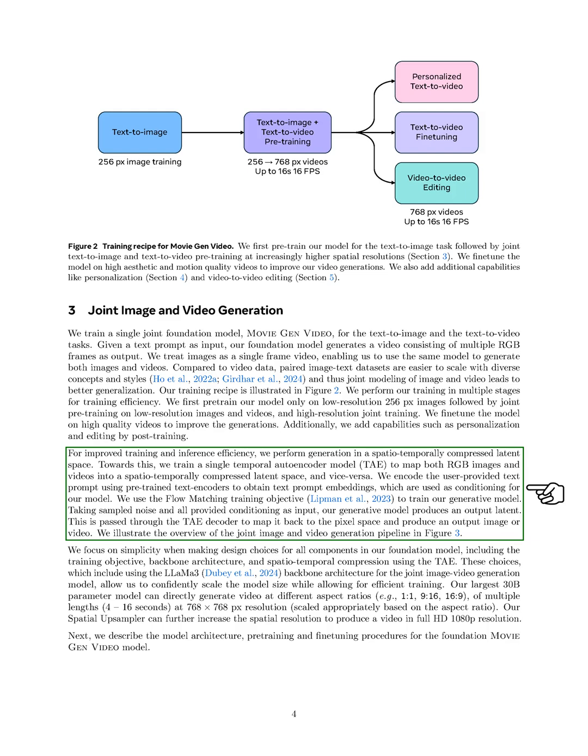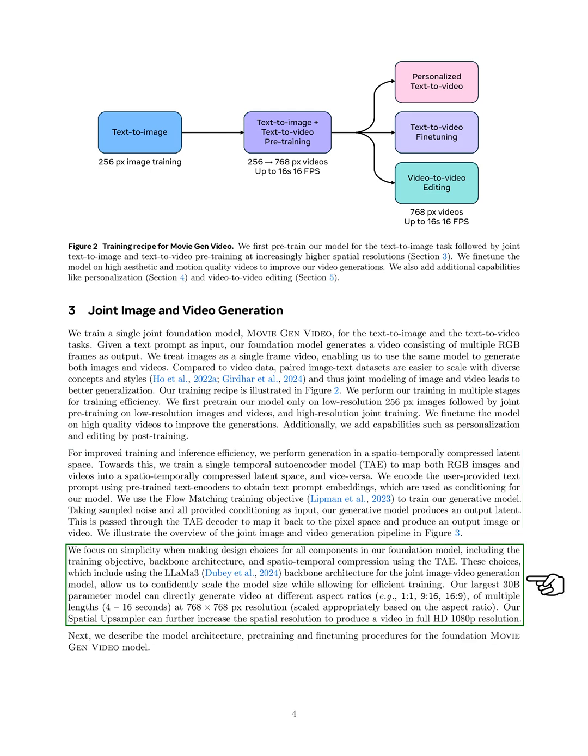To improve training and inference efficiency, we generate outputs in a compressed latent space. We achieve this by training a temporal autoencoder, TAE, that maps both RGB images and videos into this compressed space. We encode the text prompt using pre-trained text encoders to create embeddings that guide our model. Our generative model uses a flow-matching training objective, taking sampled noise and the provided embeddings to produce an output latent representation. This latent output is then decoded back into pixel space to generate the final image or video.